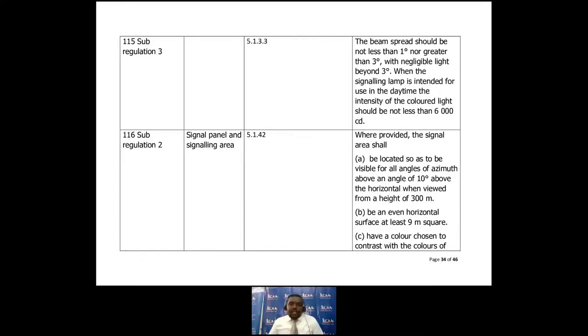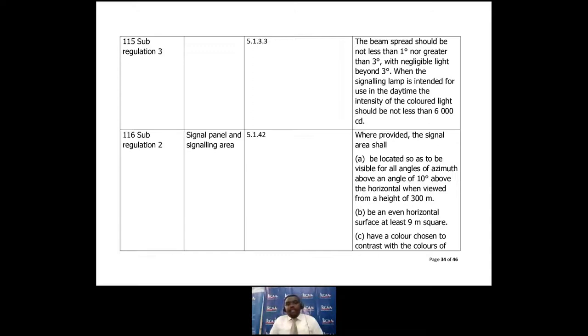Yeah, so those are additions in the signaling lamp. And we continue with the same provision on the beams spread. And then on regulation 116, sub-regulation 2, signaling panel and a signaling area. Here, these words were included.